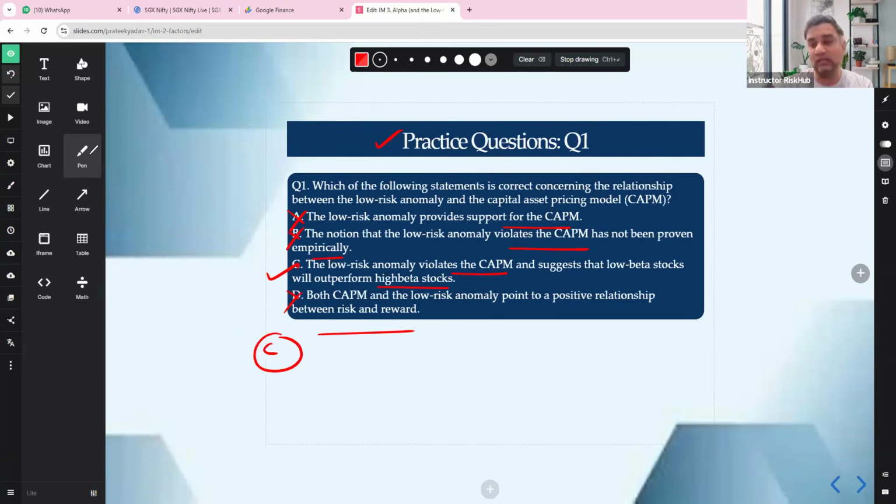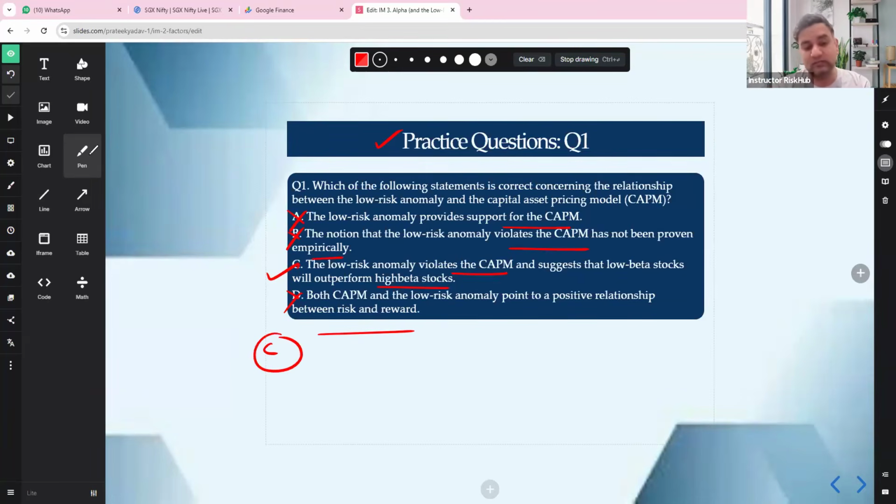So basically, CAPM says, right? Please keep in mind, CAPM says higher beta, high expected return. Low risk anomaly says something else. Low risk anomaly says that lower beta, lower volatility can outperform. So the anomaly is directly inconsistent with your CAPM prediction, right?